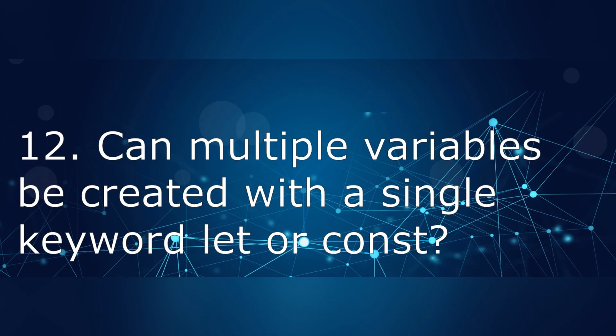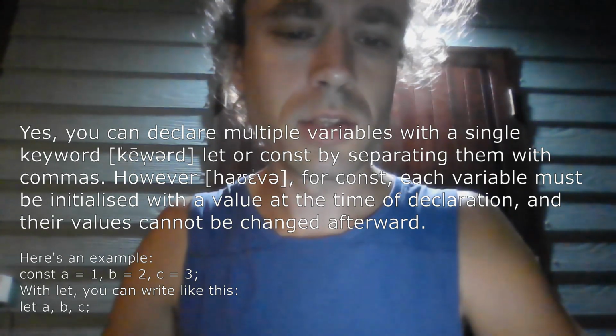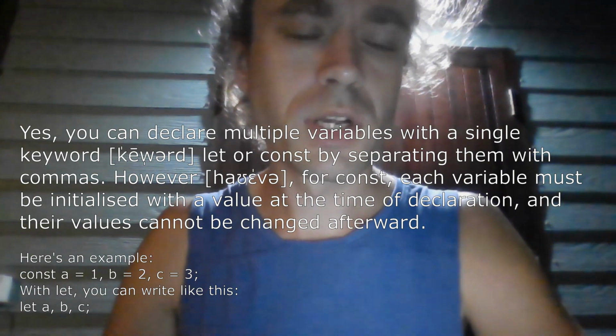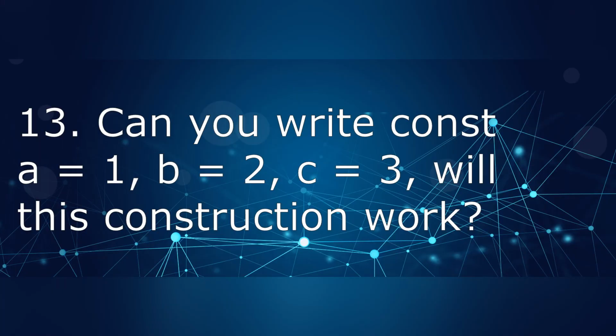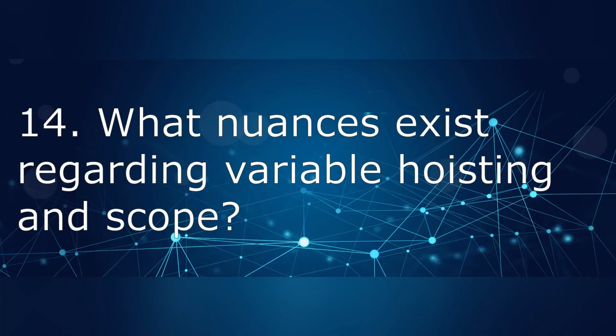Can multiple variables be created with a single keyword let or const? Yes, you can declare multiple variables with a single keyword let or const by separating them with commas. However, for const, each variable must be initialized with a value at the time of declaration, and their values cannot be changed afterward. Can you write const a = 1, b = 2, c = 3? Will this construction work? Yes, you can. It will work.